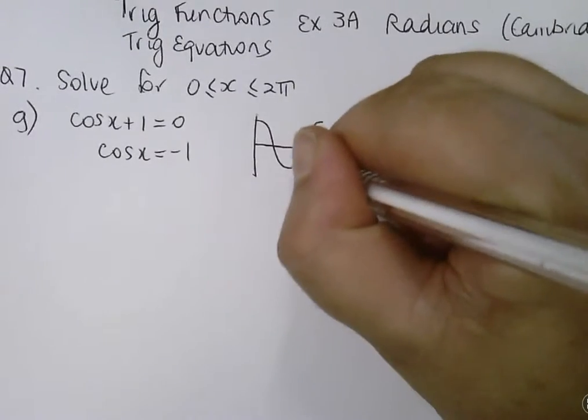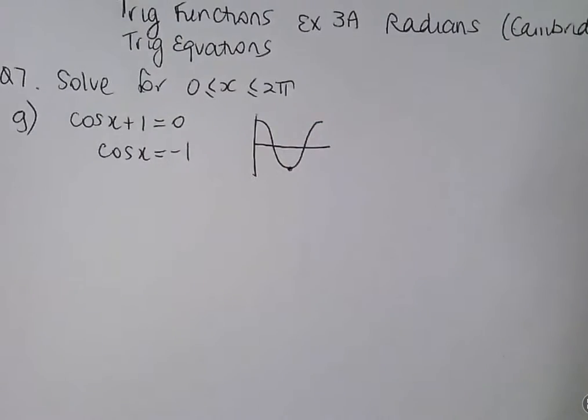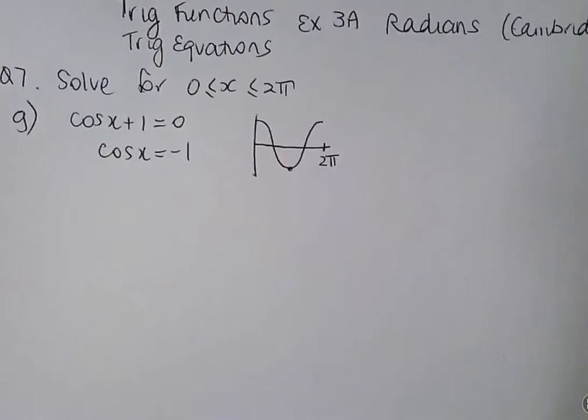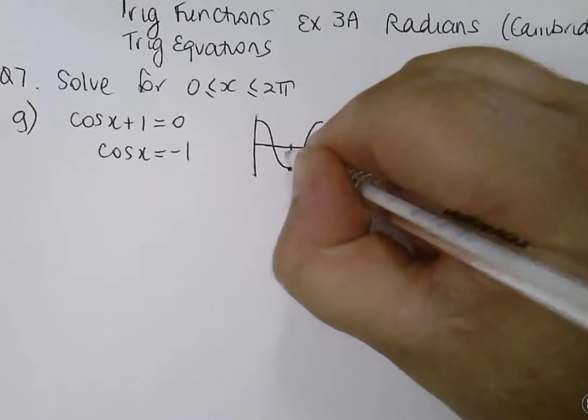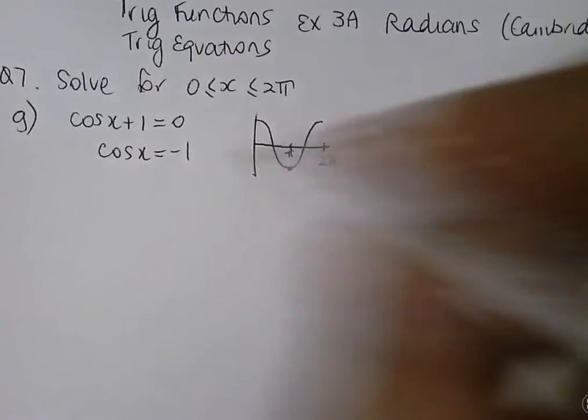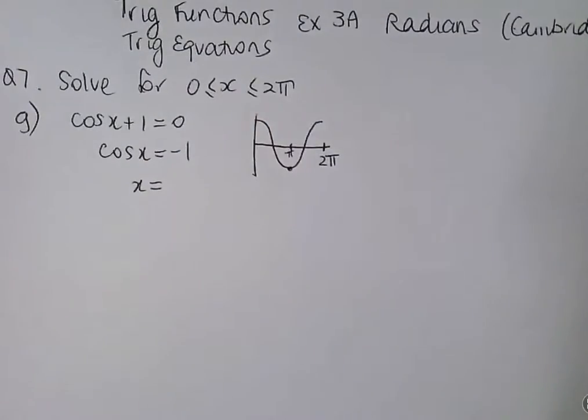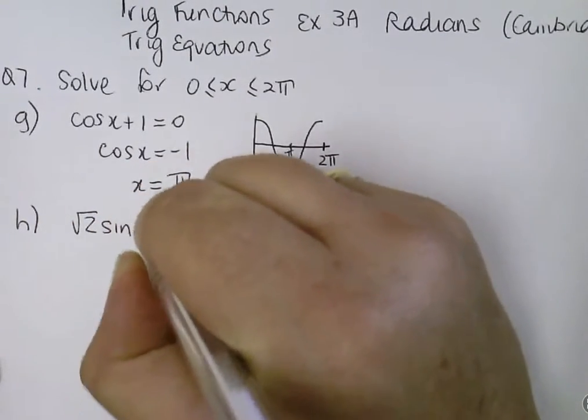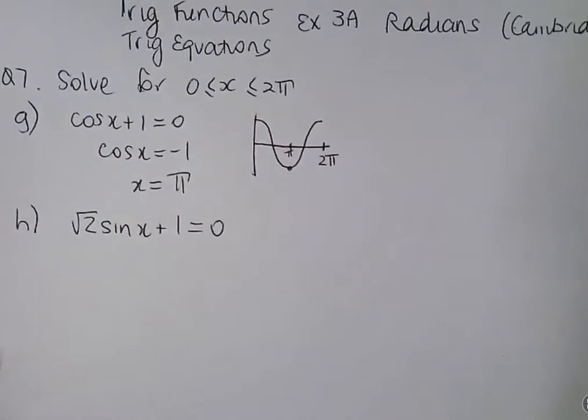So where does cos of x equal negative 1? Down there. Well, this is 360, which is now 2 pi. This is halfway through the curve, which is pi. So what's my solution? x is pi. Okay? So x is pi. But with the next question that we're going to do, you can't do it like that. So question H, root 2 sine x plus 1 is 0.